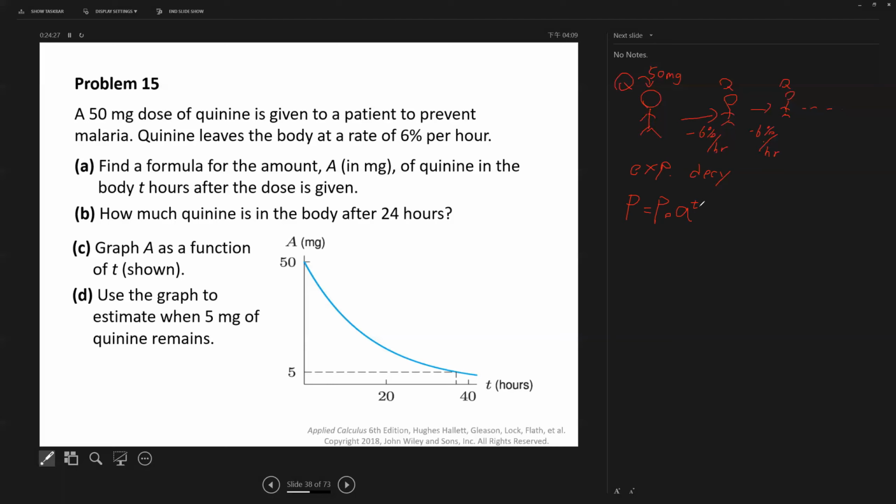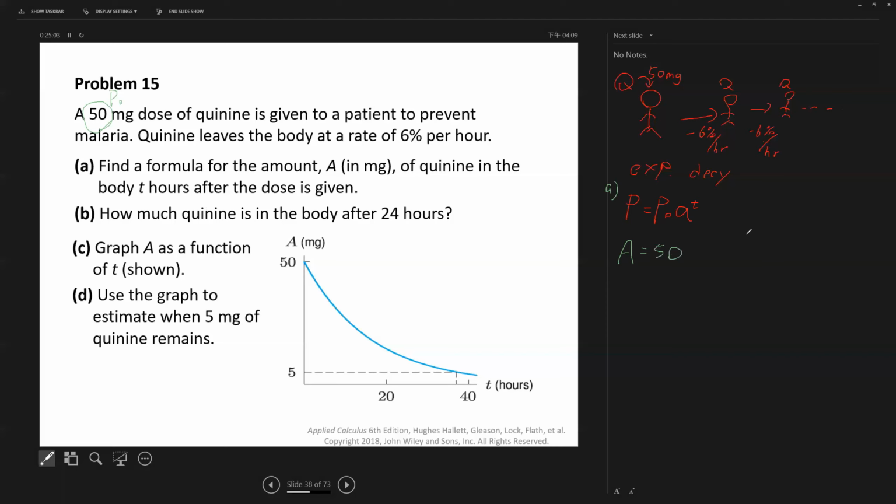Okay, so all we need to do is figure out what they are. This is part A. Find the formula for the amount A in milligrams of quinine in the body t hours after the dose is given. All right, so I guess we should be using A, not P. Okay, so P naught, P0, is the initial amount. So what's the initial amount of quinine that's given? Right here, 50. That's the initial value.